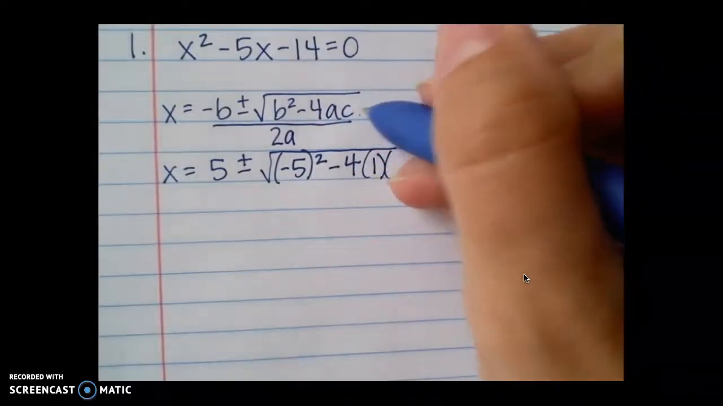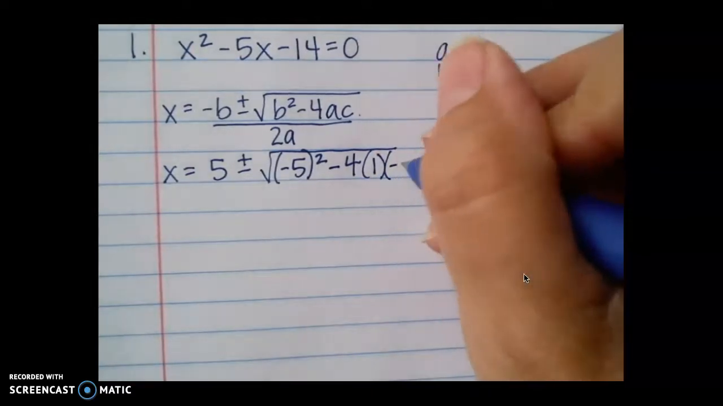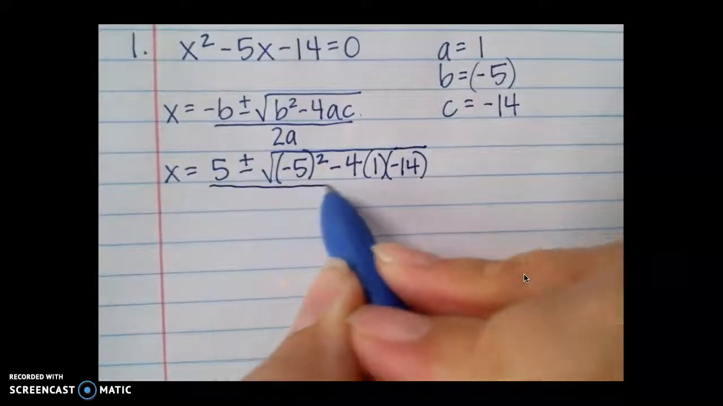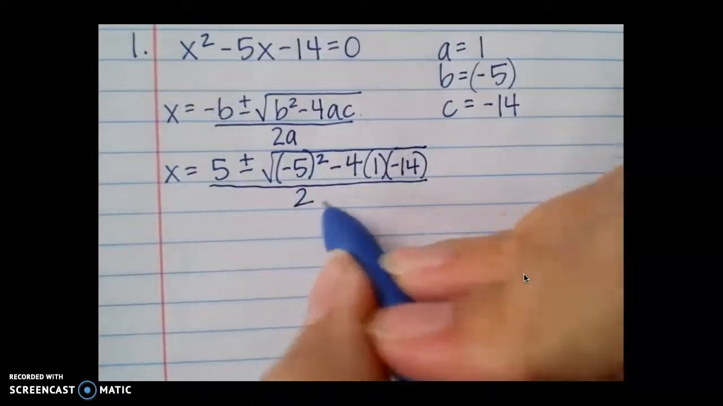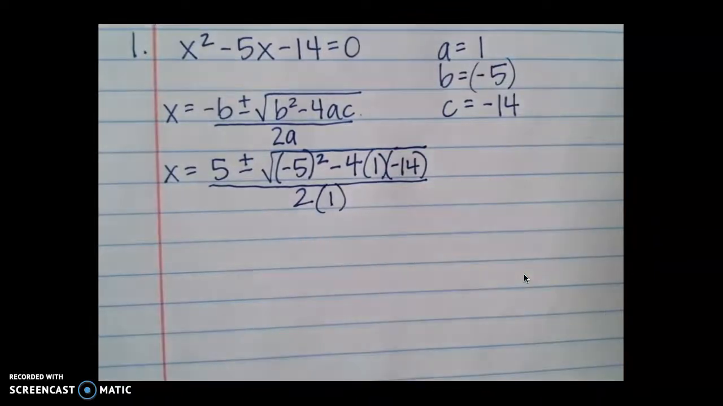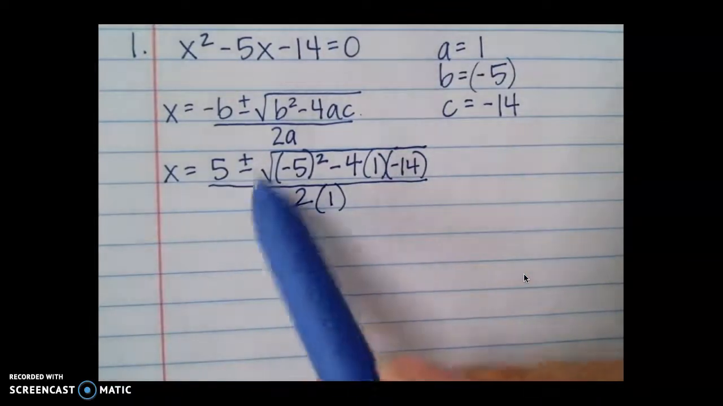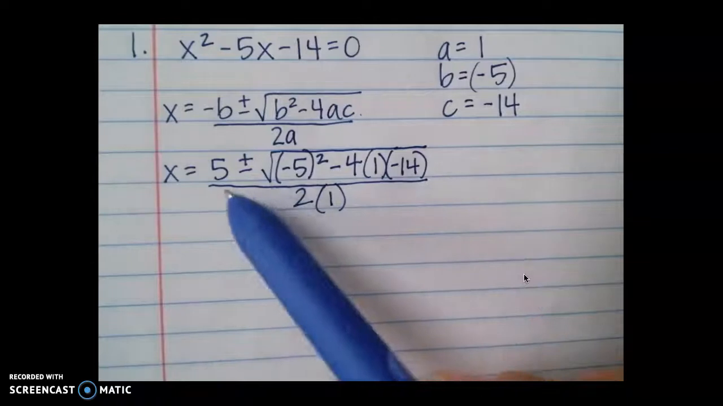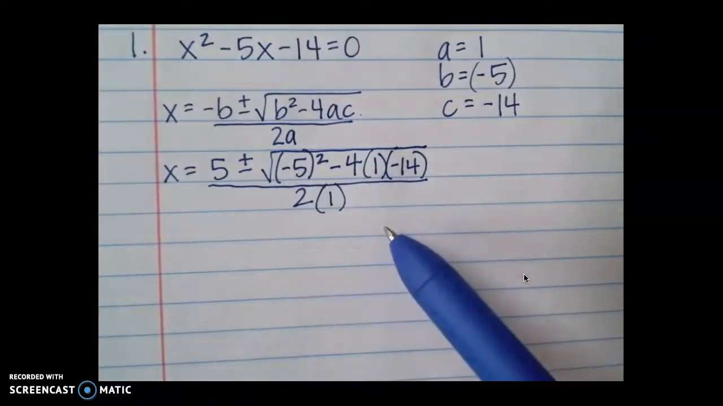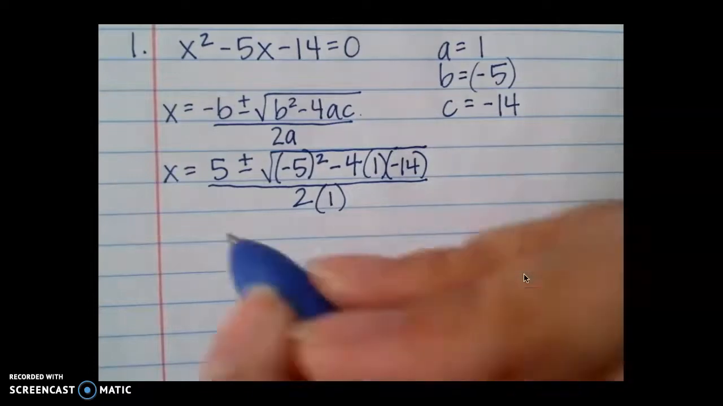C is negative 14. And then that whole thing is all over 2 times A. A is 1. Okay, there are no unknowns. We don't have any X's or Y's or Z's. We have all numbers. So all you're doing now is taking your calculator and crunching numbers.